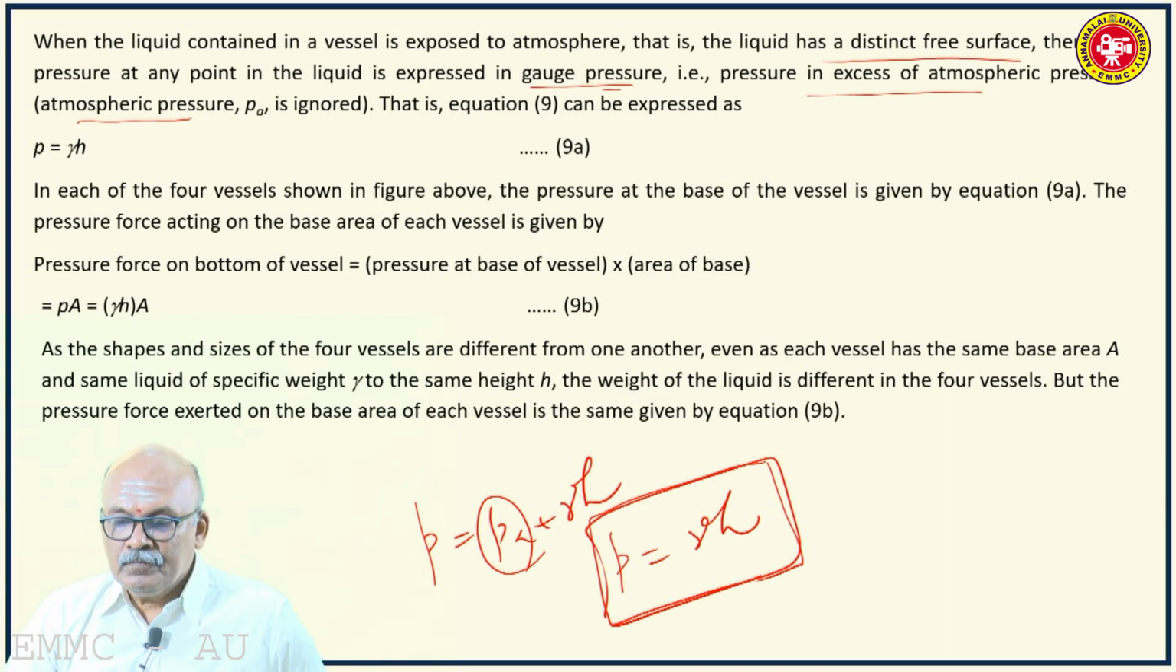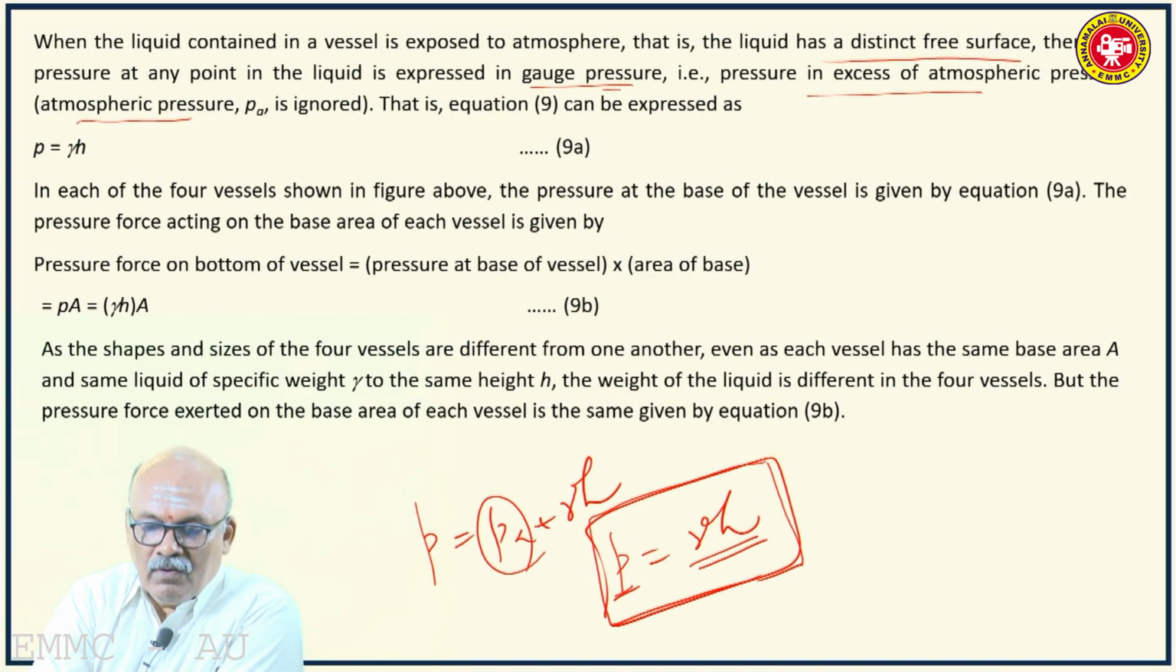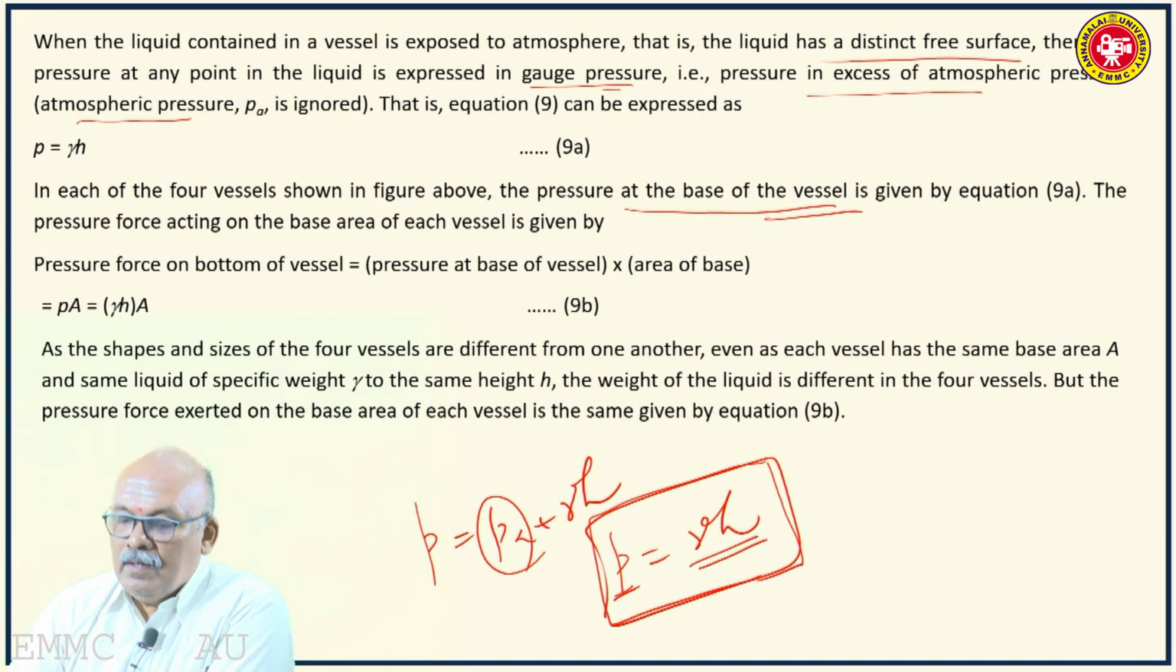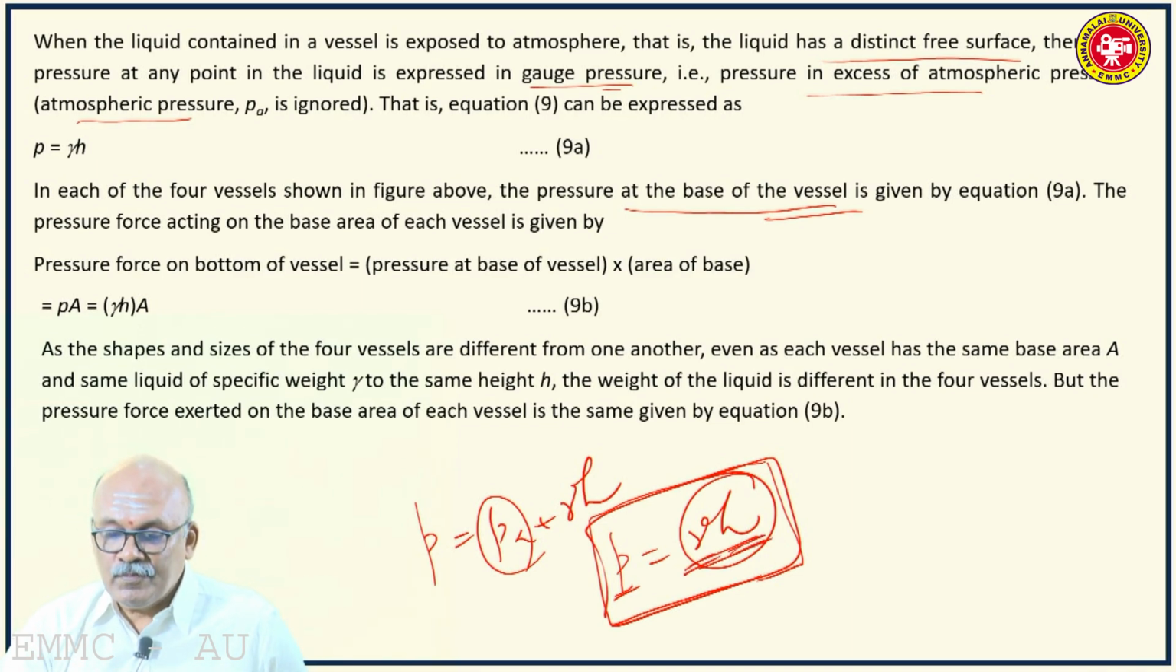So here when you have a free surface, then when you consider a point below the free surface, the pressure in excess of atmospheric pressure is given by gamma h, where h is the depth of the point below the free surface. So P is equal to gamma h. And in each of these 4 vessels, what is the pressure at the base of the vessel? It is gamma h, because the liquid is the same, therefore the specific weight is the same, and the depth of the base of the 4 vessels is the same, so gamma h.